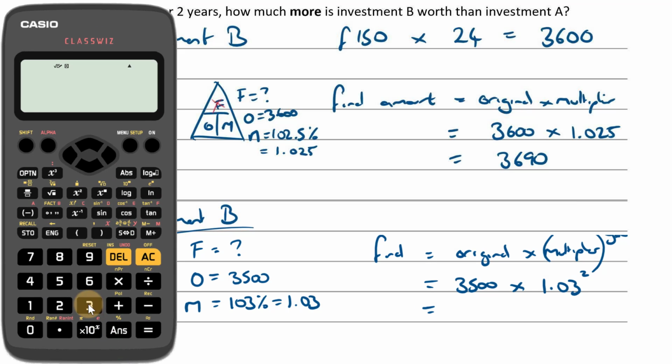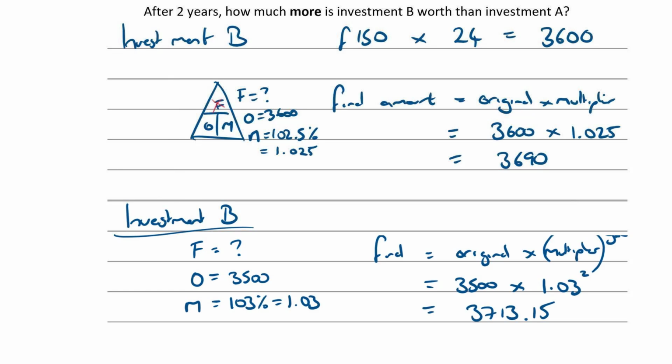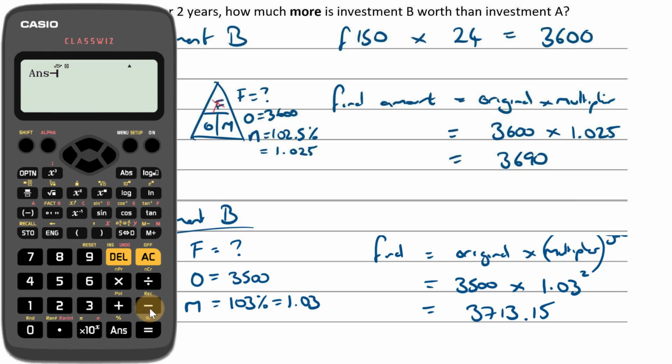Okay, tapping that into the calculator. 3,500 times 1.03 squared, which comes out to 3,713.15. Okay, so the question asked how much more is investment B worth than investment A. So I need to subtract one from the other now, don't I? So 3713.15 subtract 3690. So that's £23.15 more, isn't it?